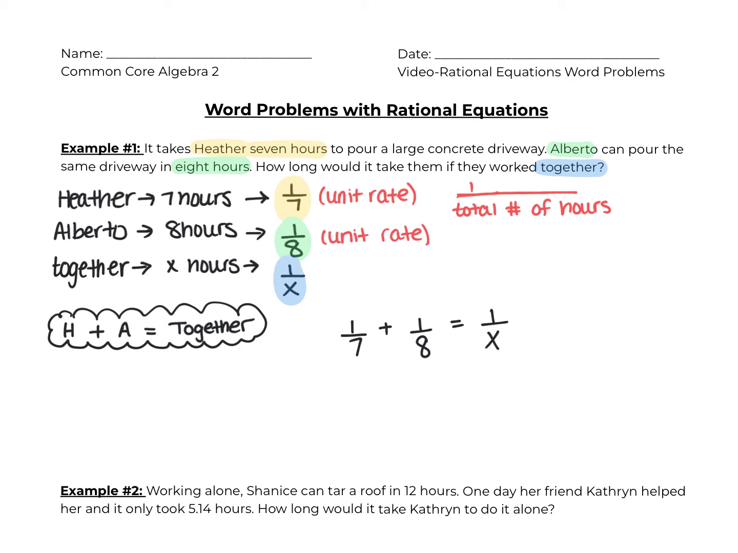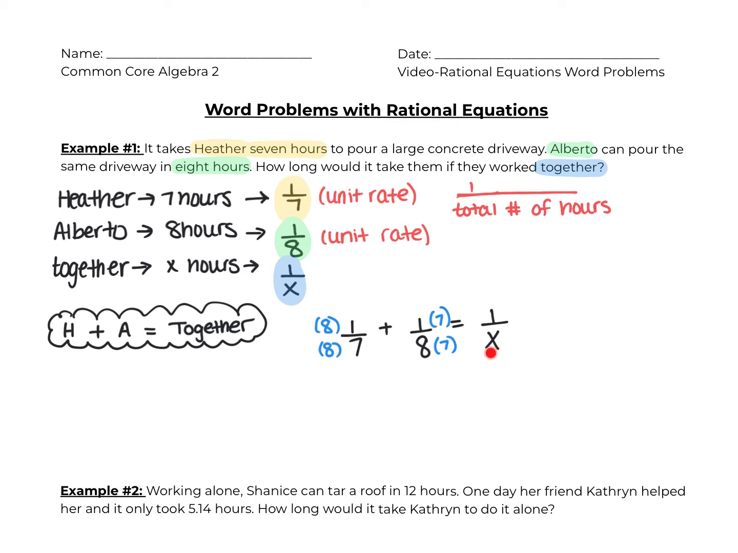Now, to solve this rational equation, we need to make a common denominator for all three pieces. So let's just focus on the common denominator for these two. Well, we can make this 8. Whatever I do to the bottom, I do to the top. We can make this 7. Remember, all we have to do is flip-flop them. So if this has a 7, that needs a 7. If this has an 8, this needs an 8. So right now, 8 and 7 is the common denominator.